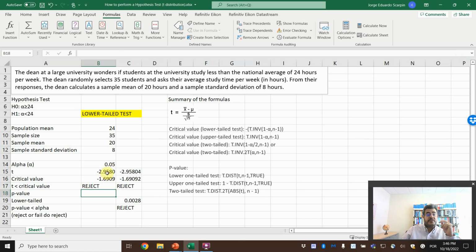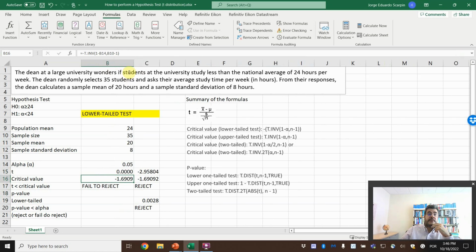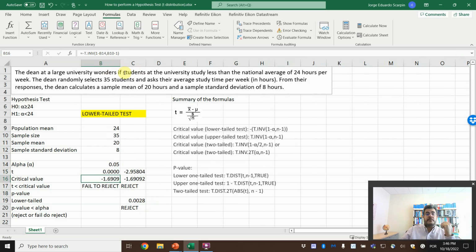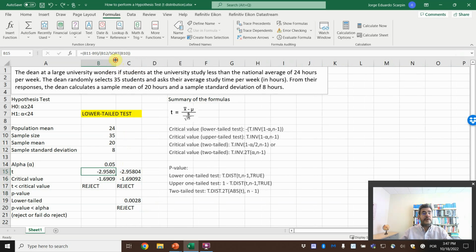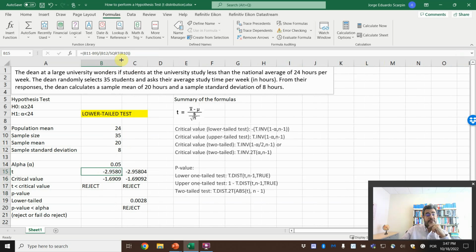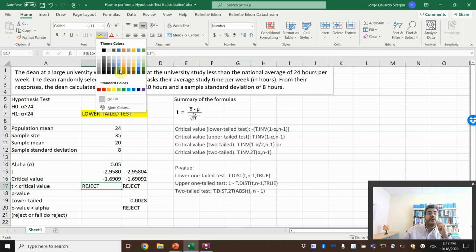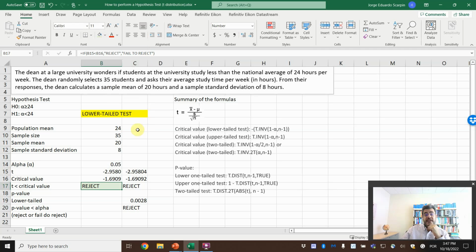Reject, and let's consider that this t would be 0. Fail to reject. So this is the first way to check it, and this is our final answer. We would reject H0. So yes, at this university, the students study less than the national average.